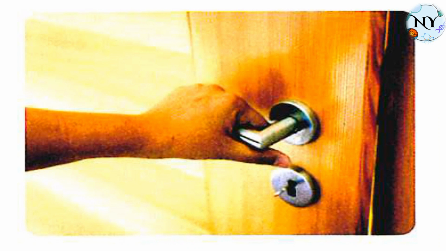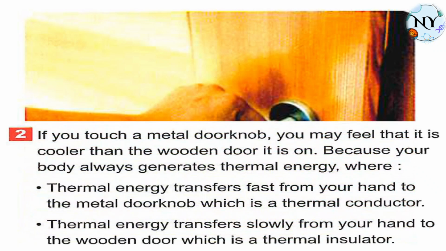All right. What about this door knob? This door knob is made from metal. So when we touch it, we feel it's cold, okay? So why do we feel that? If you touch a metal doorknob, you may feel that it's cooler than the wooden door it's on. Why? Give a reason. Because your body always generates thermal energy, where thermal energy transfers fast from your hand to the metallic doorknob, which is a thermal conductor.